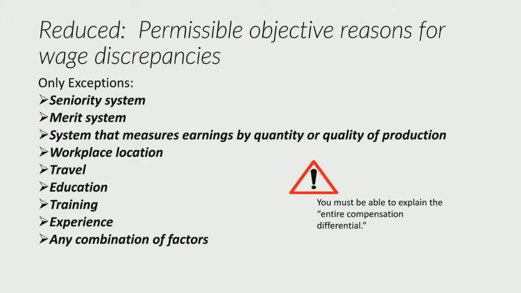Once we identify that 2 jobs are comparable, then we have to take a look at salary for the employees. And the law says that when we take a look at the difference in salary, these are the only objective reasons why there could be a difference in salary. For example, if one person has more seniority than another person, or one person has a better performance evaluation, or one person maybe travels more. So these are the only objective reasons that can be used to support a difference in salary.